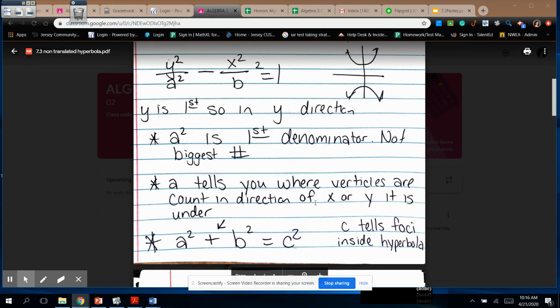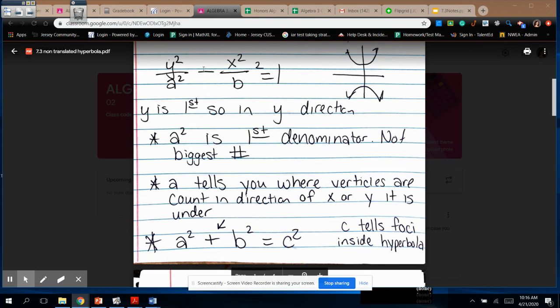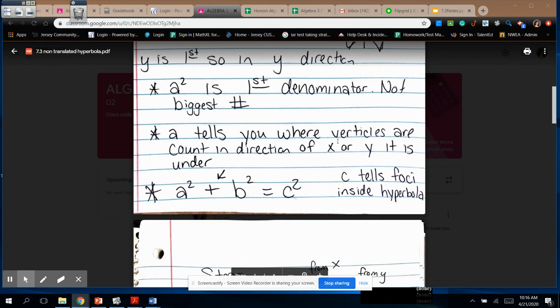And then the other big thing is the foci are going to be inside the branches, like eyes still. They are inside, but the formula is different now. It's not a squared minus b squared is c squared. It's a squared plus b squared equals c squared. And you can remember that because it's the opposite of whatever the sign is in that formula.